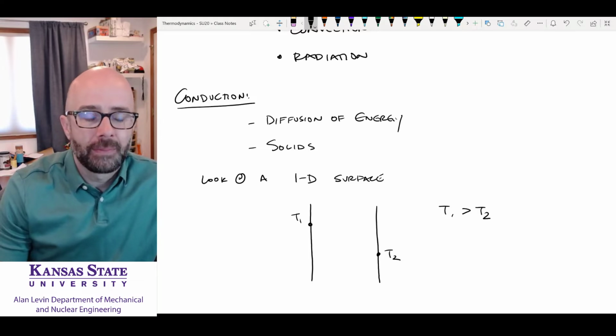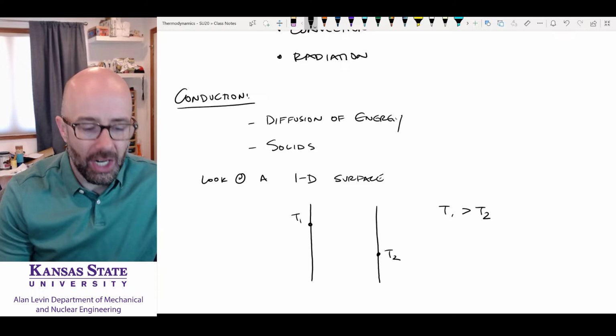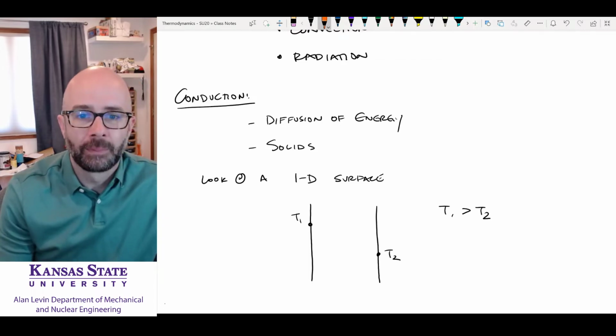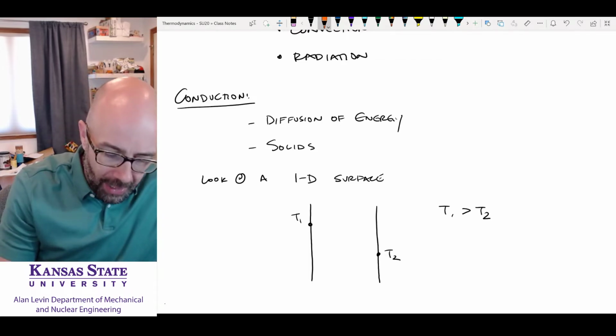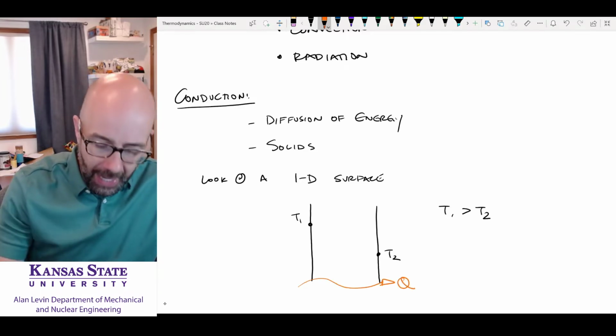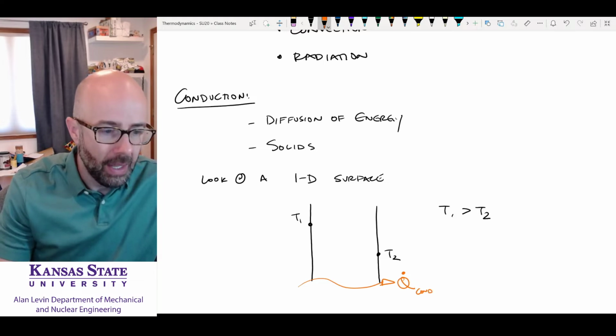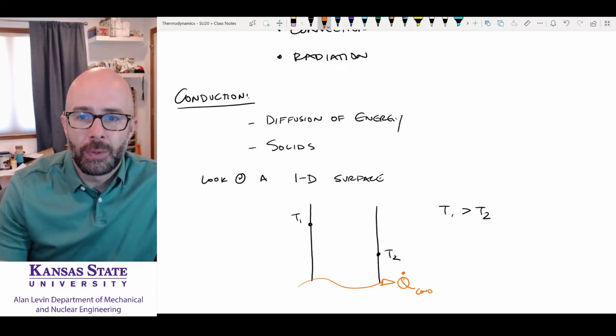There's a temperature gradient here. Temperature 1 is greater than temperature 2. So which direction does the heat travel? Well, it's traveling from hot to cold, so it's going to go this direction in the wall. This is the direction of my heat transfer. And I'm going to put a rate, because we talk about rates here, so Q dot, and we're talking about this conductance going this direction. Heat will travel from 1 to 2.